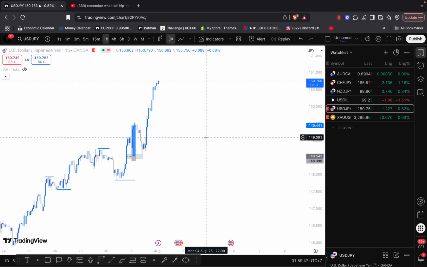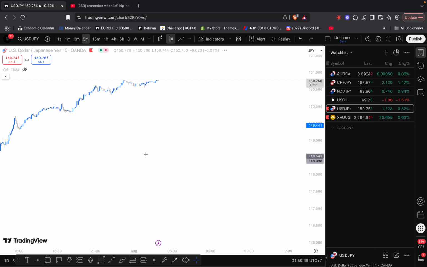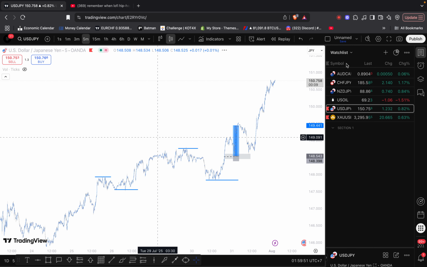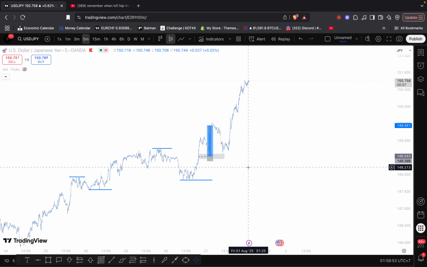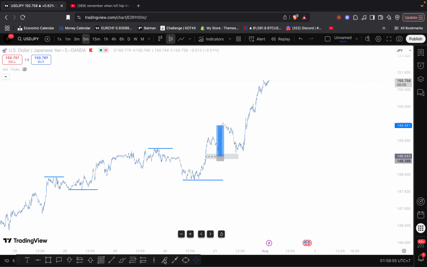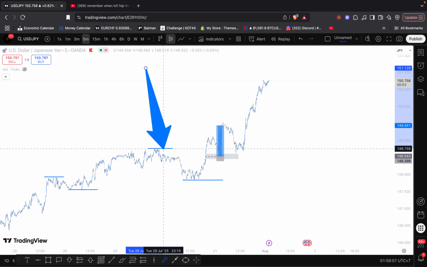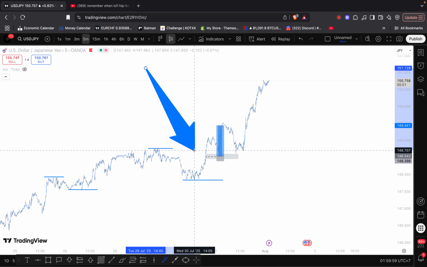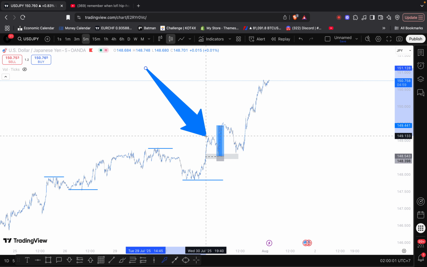And that's pretty much what I do for UJ. And so I went on the 5 minute, I zoomed out, and I said, oh, okay, well, obviously we're going up, right? Because the price is going up. And what I was looking at was right here. I was currently right here. Price was going up, and then we had this high that was made.